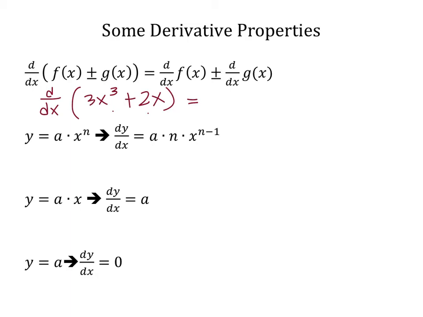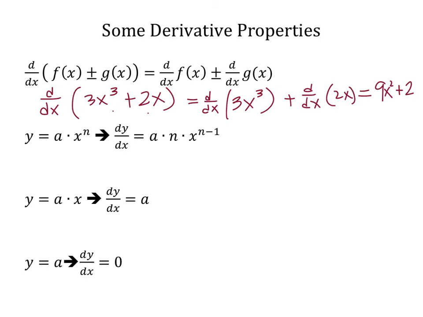So this is going to be the derivative of 3x cubed plus the derivative of 2x. And I know the derivative of 3x cubed is going to be 9x squared. Derivative of 2x is just 2. So that's an example. Looking at this next one, y is equal to a times x raised to n. The derivative of this is going to be a times n times x raised to n minus 1.